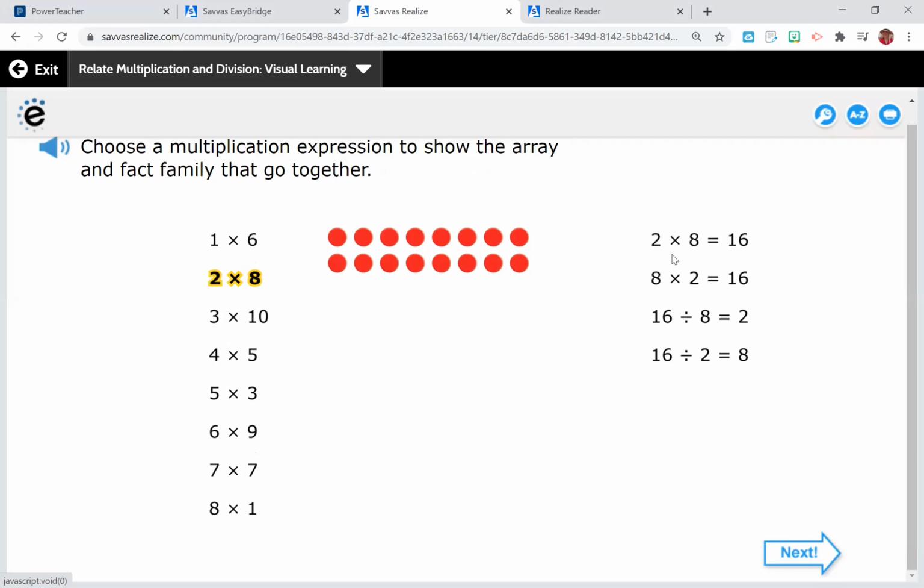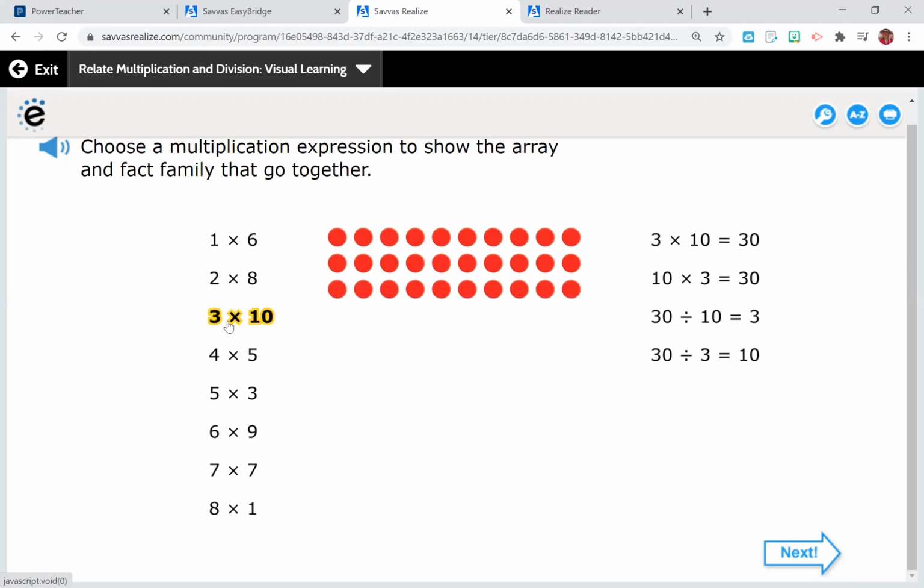There are 4 ways we can write fact families with multiplication and division. Let's look at 3 times 10. You can have 3 groups with 10 in each, showing 3 times 10 equals 30. You can also show 10 groups, if you're going down this way, 10 groups of 3.